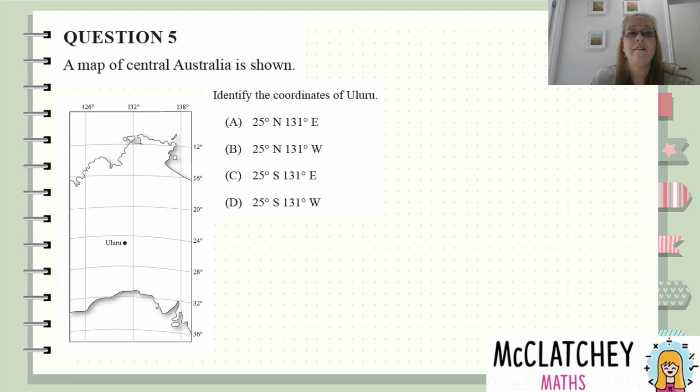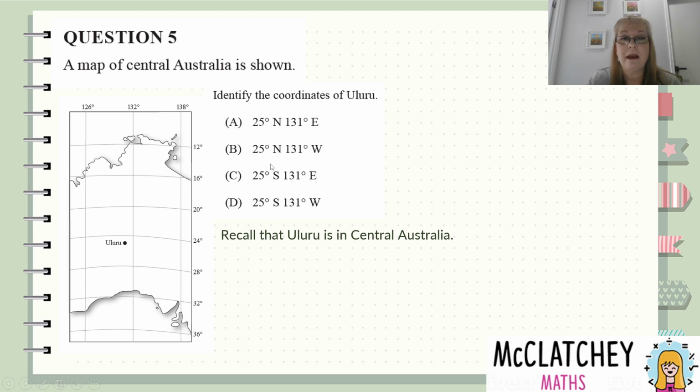Okay, question 5. A map of Central Australia is shown. Identify the coordinates of Uluru, which is shown in the middle of the map. Now, this is one of those ones where it's kind of about estimation. So, firstly, you would recall that Uluru is in Central Australia. This is part of an Australian map. Now, why this is helpful is that we need to know coordinates in relation to the equator.